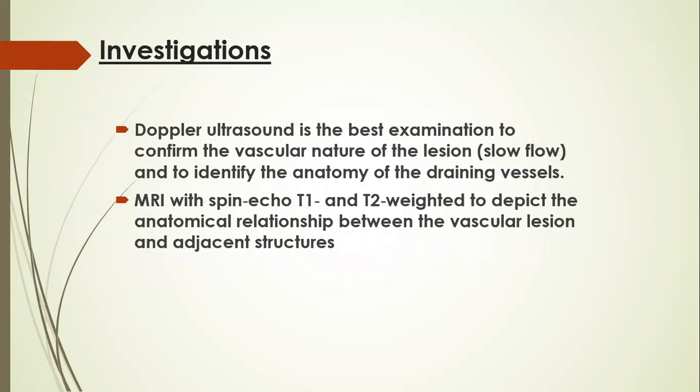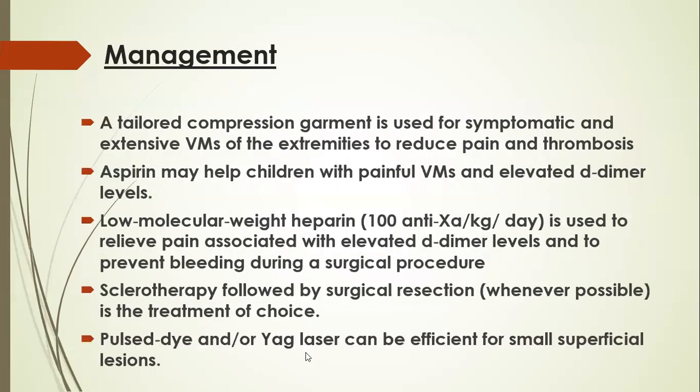Investigation. Doppler ultrasound is the best examination to confirm the vascular nature of the lesion, showing slow flow compared to fast flow in arteriovenous fistulas, and to identify the anatomy of the draining vessels. MRI with spin echo T1 and T2 weighting depicts the anatomical relationship between the vascular lesions and the surrounding architecture, which is very important.